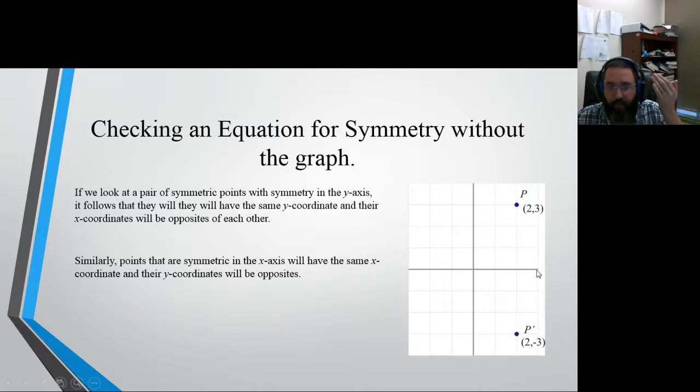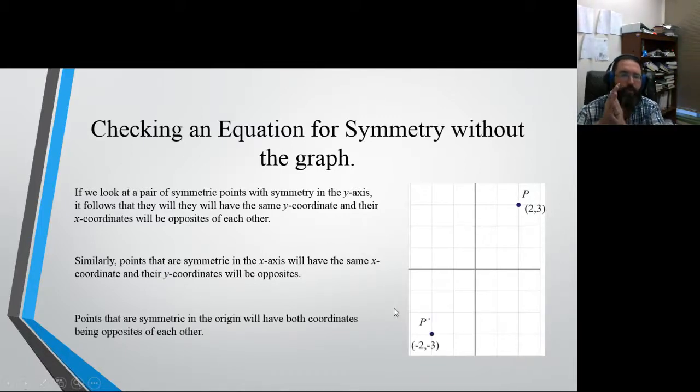The x-axis is horizontal, so the perpendicular line that both points have to be on is vertical. Vertical lines, all the points have the same x-coordinate, so the x-coordinates will match. So this guy's got a 2, and this guy's got a 2. And here, just like we had the left and right distance, now we have up and down distance. This point is 3 units above, this point is 3 units below, and so it ends up being a -3.